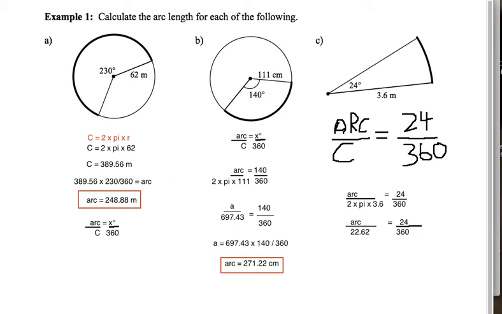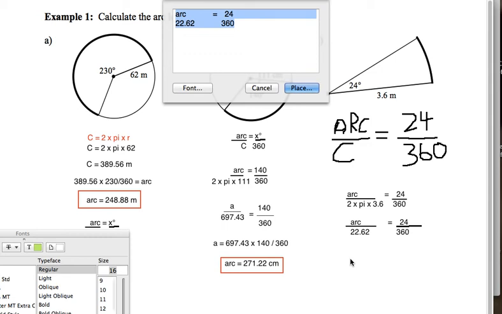So I can say, all right, if arc over 22.62 equals 24 over 360, then this times this divided by this will give me arc. Right? So I can say arc is equal to 24 times 22.62 divided by 360. Now you might be saying, well, sir, shouldn't the fish method be 22.62 times 24 divided by 360? Yeah, you'll get the same answer. But maybe to make it less confusing to you, I'll put them in that order as well. But you'll see if you punch the numbers in, you'll get exactly the same answer.